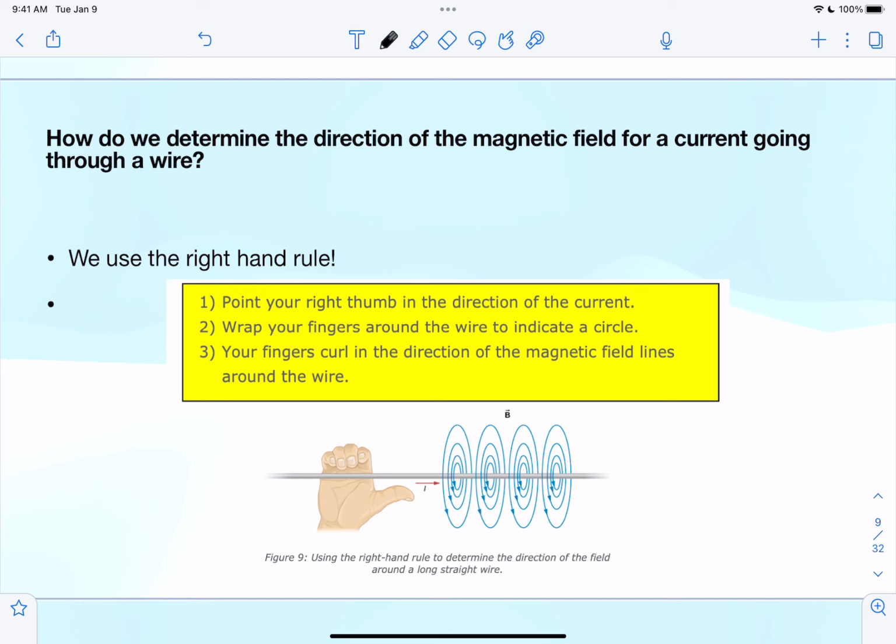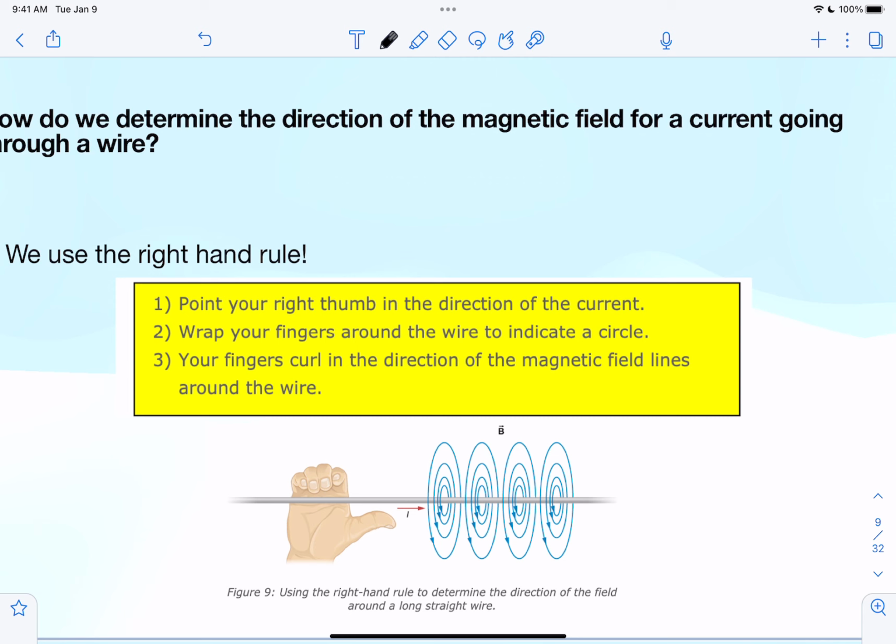And so there's not an easy way for me to describe this live, because any direction that I show you is going to be kind of flipped by the video. But I just took a snippet of the textbook, how they described it. Basically, you point your right thumb in the direction of the current, right? So the current's going right, you point your thumb to the right. And then you wrap your fingers around the wire in a circular kind of motion, and your fingers will curl in the direction of the magnetic field lines around the wire.